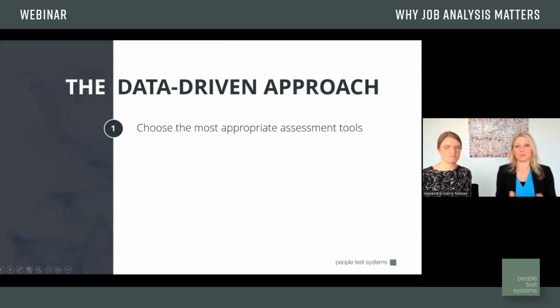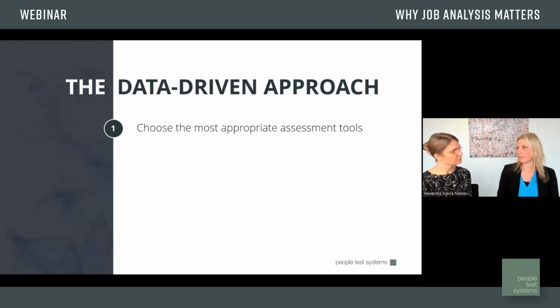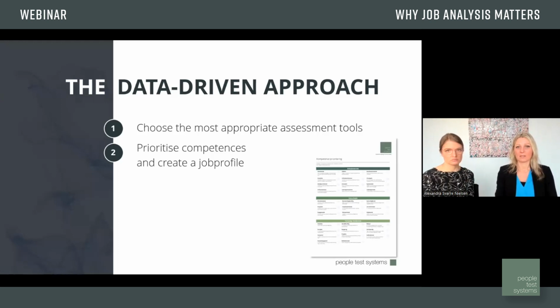So we did tell you, well, no recipe, but again, we've told you again and again, use the data-driven approach. So how can you use what we have available for you when it comes to measuring the candidate's personality, traits, competences, IQ, and so on? Choose the most appropriate assessment tool, and then prioritize the competences that are demanded in this particular role, and then create a job profile.